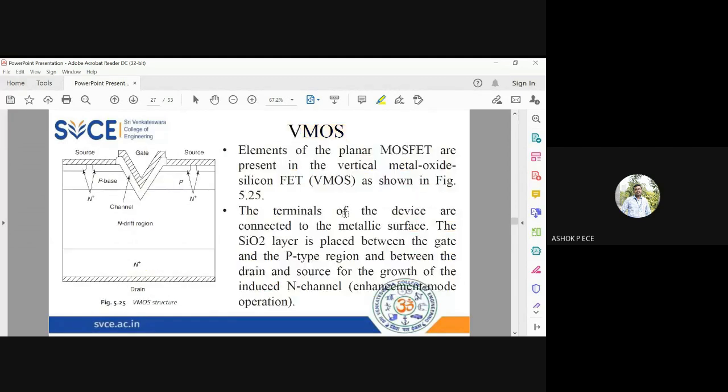Okay, so next one is VMOS. It is vertical metal oxide silicon MOSFET. It is also a power MOSFET, and in the fabrication diagram you can see the gate structure is having a V. You can see a V type structure in the gate.